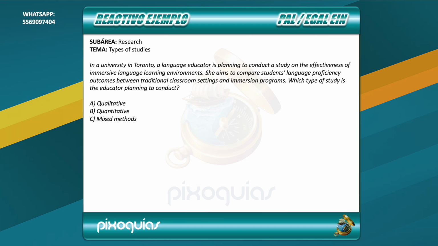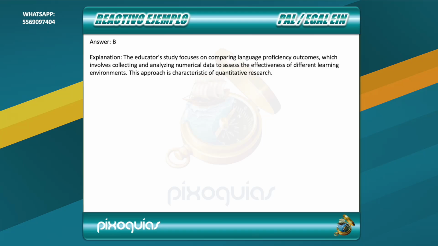Let's move to the next exercise. Types of studies. In the University of Toronto, a language educator is planning to conduct a study on the effectiveness of immersive language learning environments. She aims to compare students' language proficiency outcomes between traditional classroom settings and immersion programs. Which type of study is the educator planning to conduct? Option A, qualitative, B, quantitative, C, mixed methods. The correct answer is B.